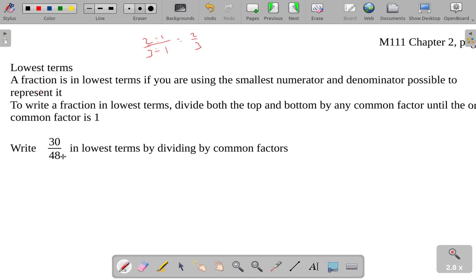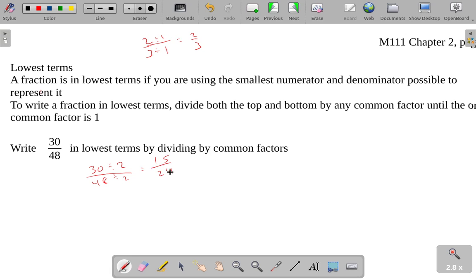But usually the easiest way to approach a problem like this is to just spot a common factor and start from there. So I can see right away that these are both even, which means they both have 2 as a factor. So if I divide both the top and the bottom by 2, I get 15 over 24. Now this might be in lowest terms.